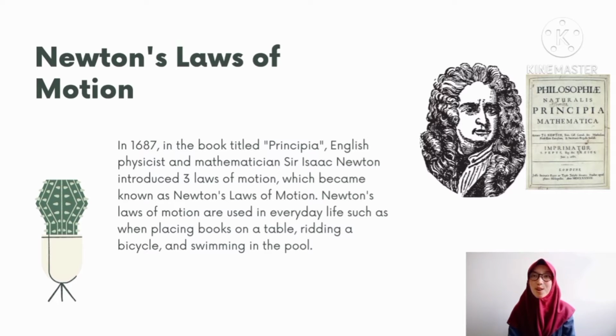Newton's laws of motion. The phenomenon of moving objects studied in physics cannot be separated from Sir Isaac Newton's discovery. In 1687, through his book entitled Principia, Newton introduced three laws of motion, which became known as Newton's laws of motion. Now, it's more than 300 years after Newton introduced his laws for the first time.